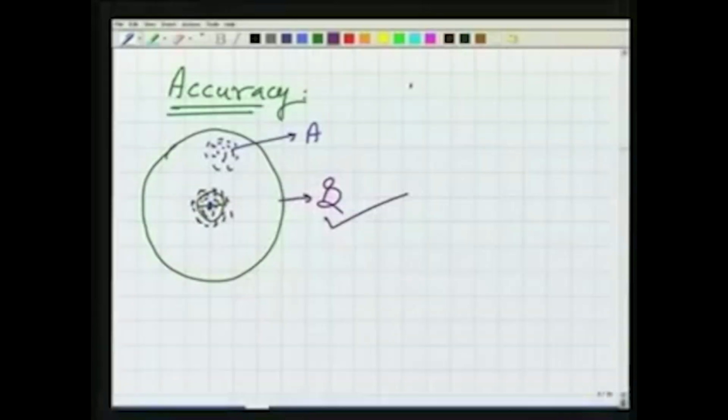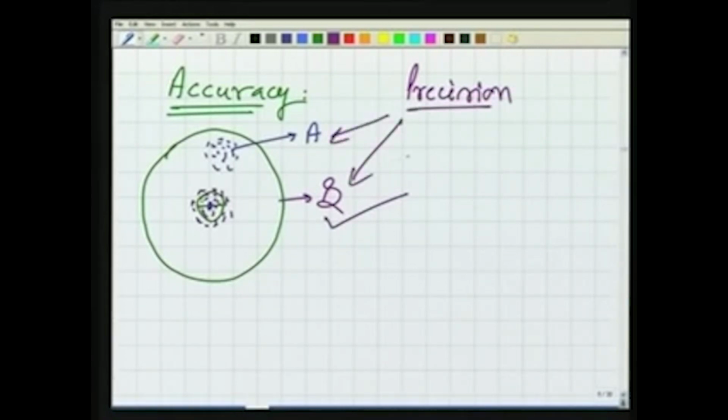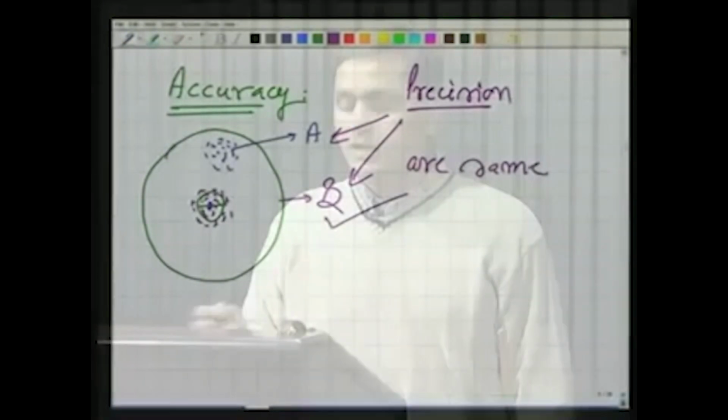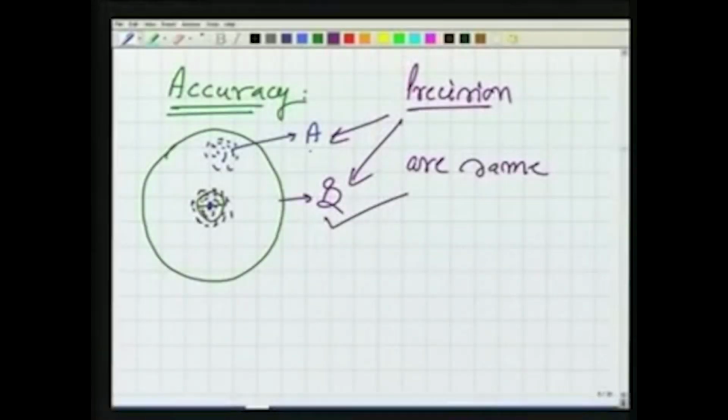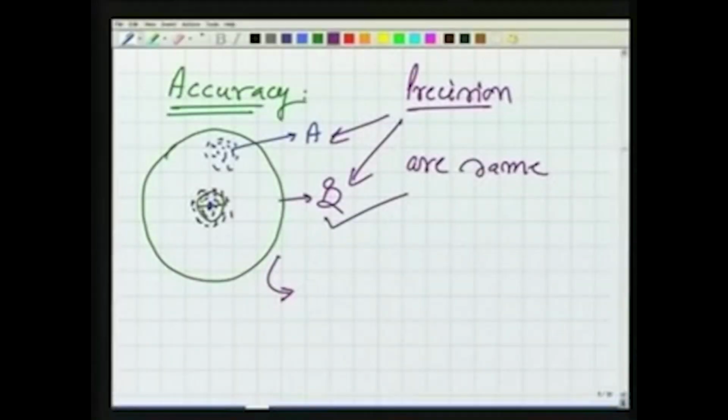Now, in terms of precision, both A and B are same. The precision, the spread is same, but A is not accurate. So, what is the meaning of accuracy? The meaning of accuracy is closeness of your observations to the true value. How close your observations are to the true value?